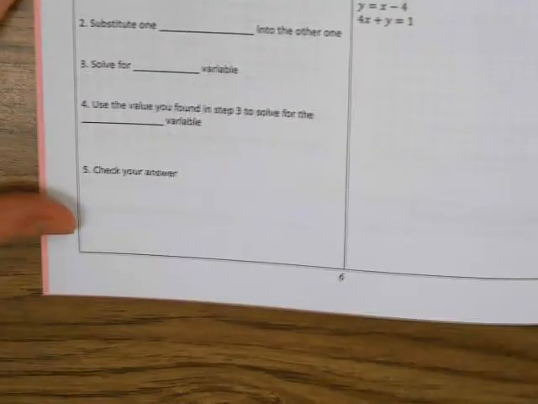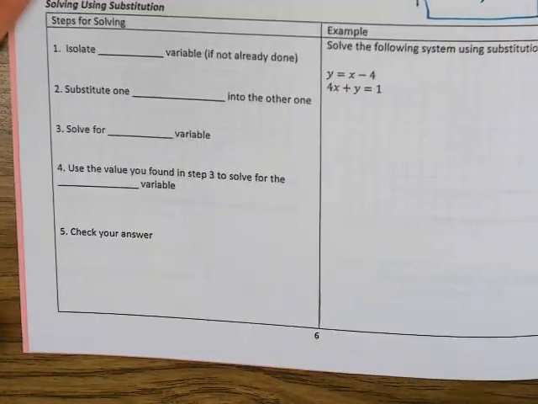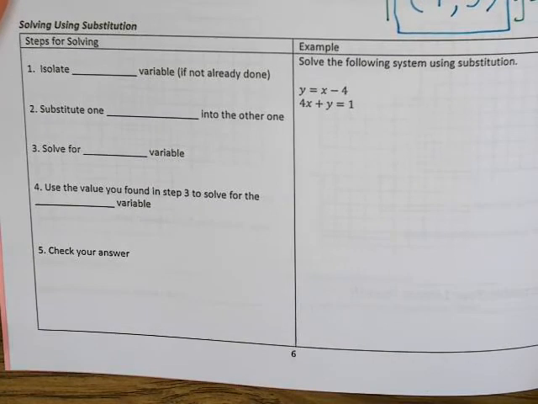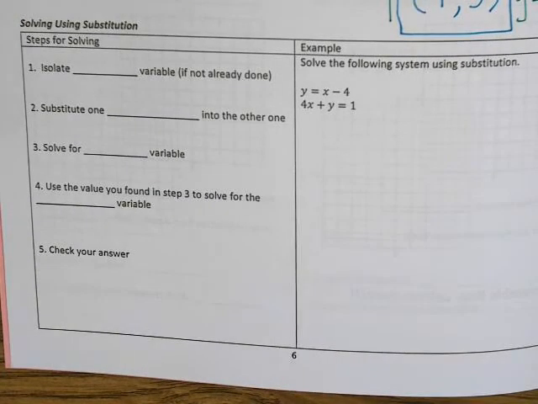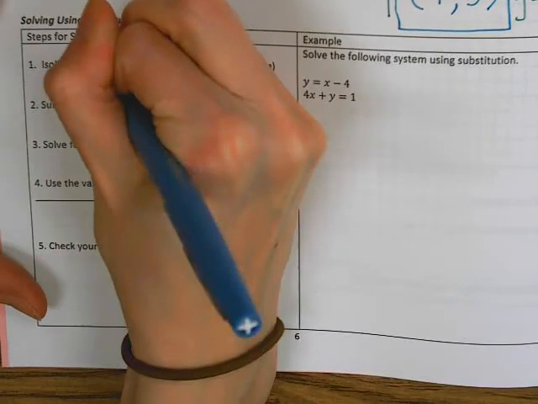All right, so now let's write down the method in steps so you guys have a nice method moving forward here. So solving by substitution, you isolate one variable first.